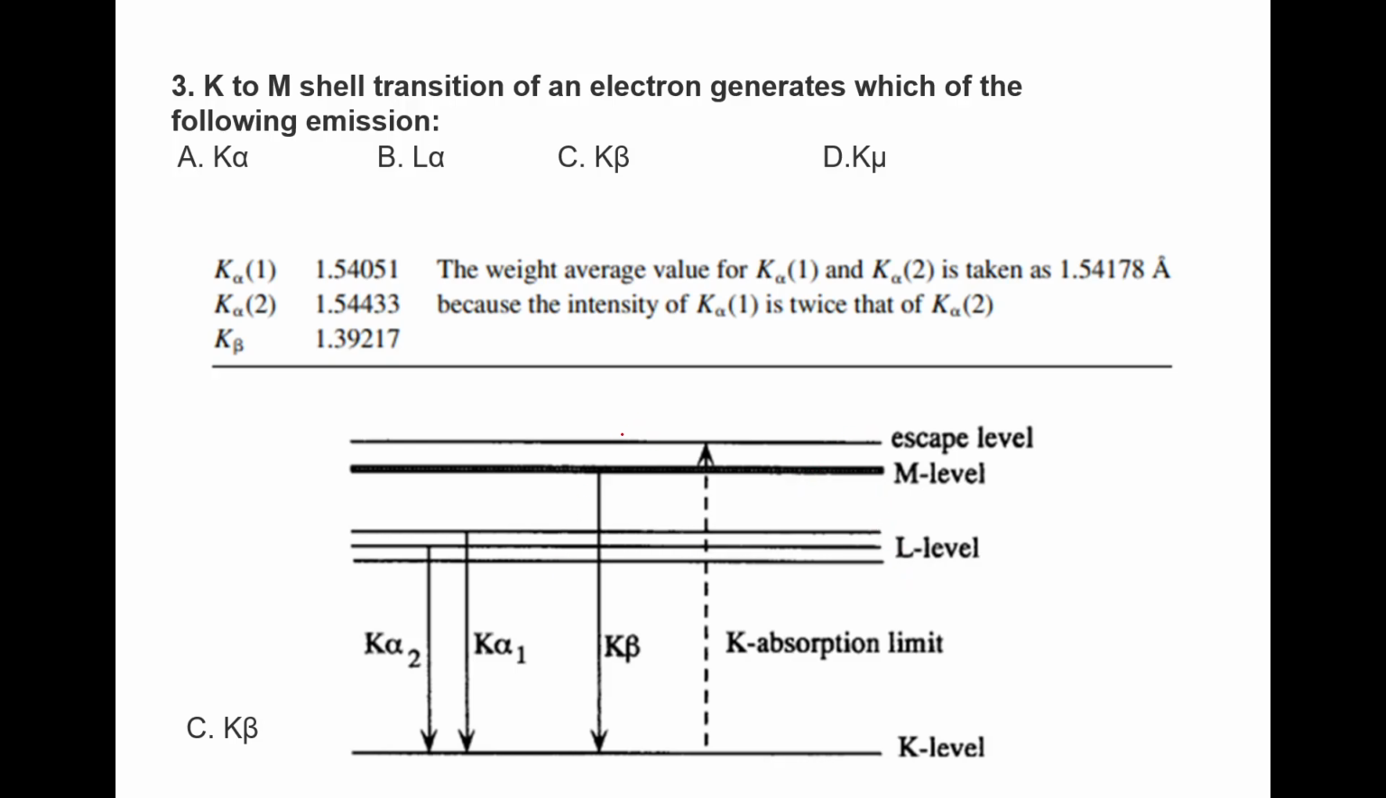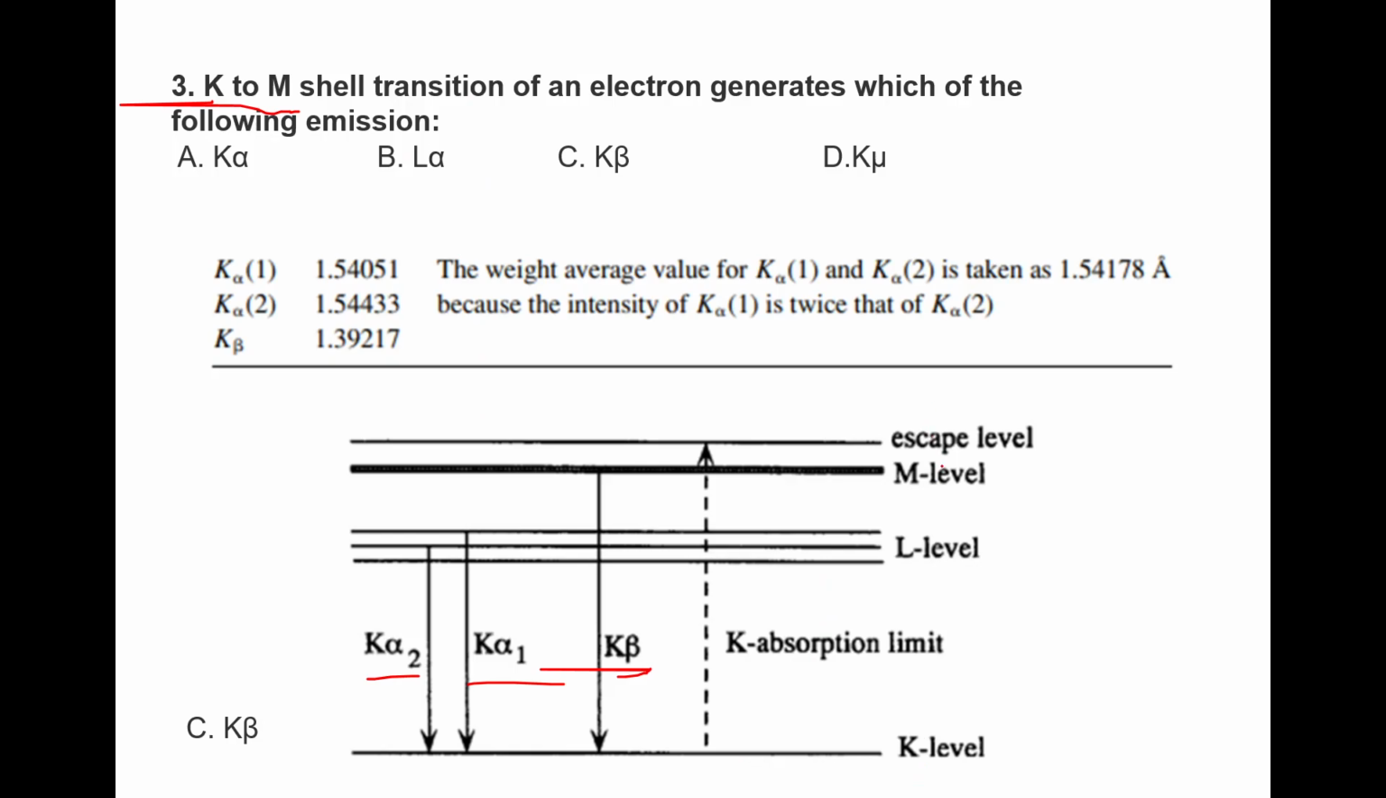So there is only one absorption means emission, that is this K beta wavelength, whereas for alpha you have K alpha 1 and K alpha 2. So the average of this K alpha 1 and K alpha 2 will give you the 1.54 angstrom. Okay, but in this question it is asking K to M shell transition, not K to L.